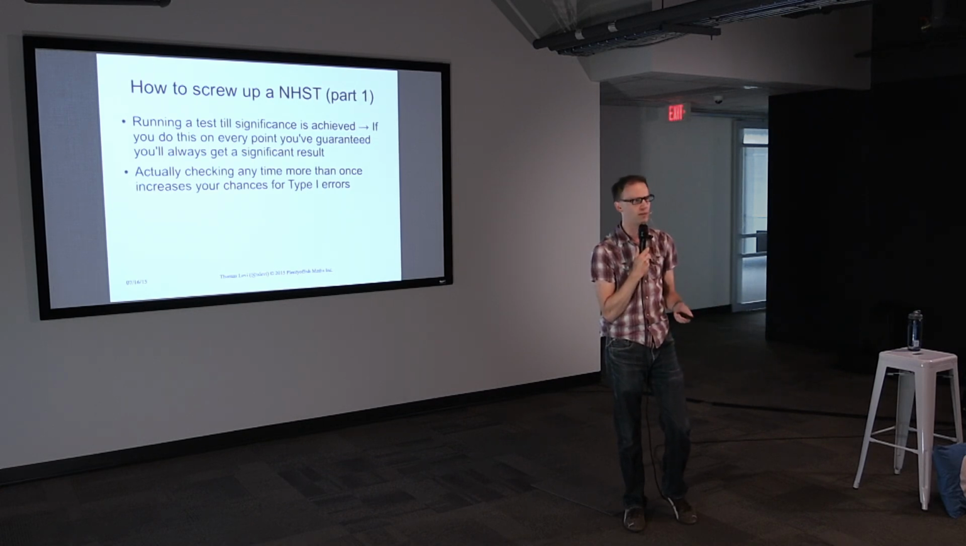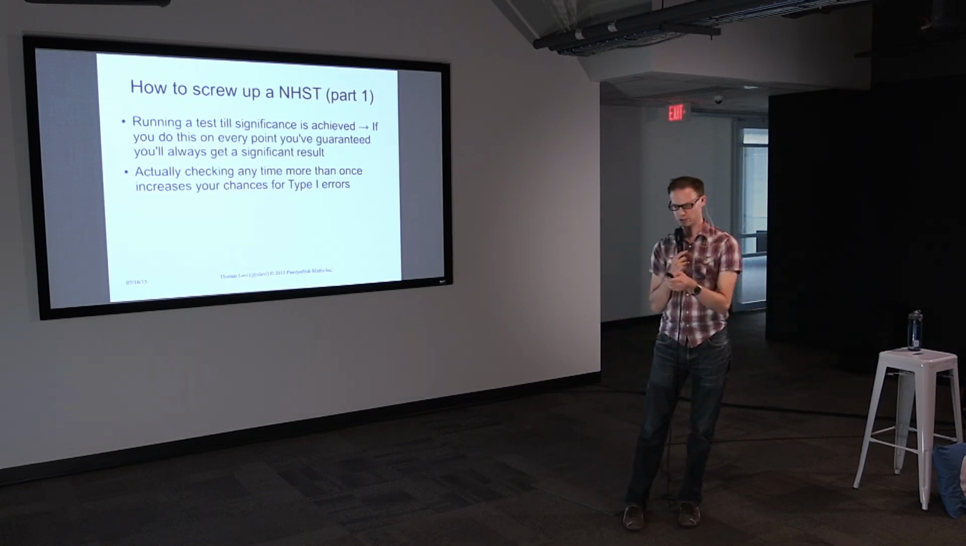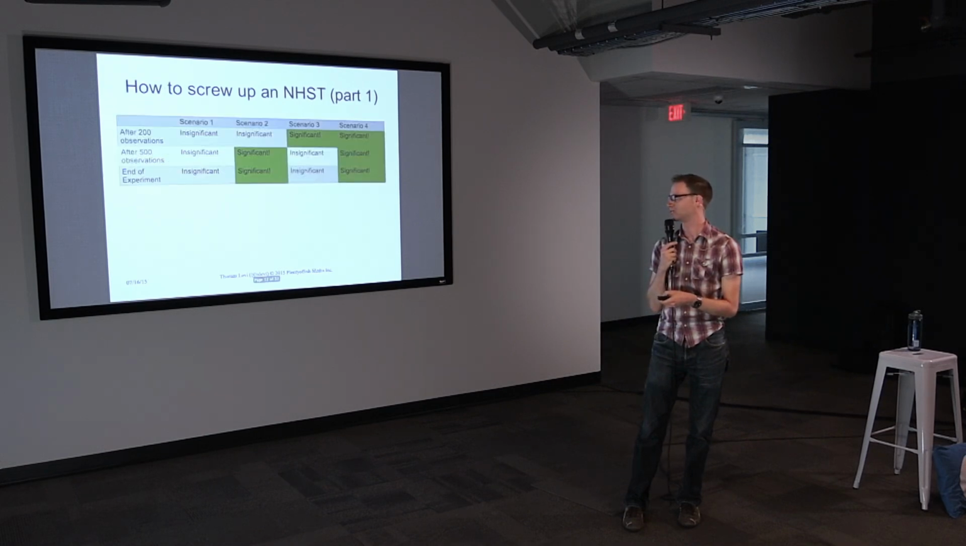So you can be like, well, I'm only going to check 5 times. Yeah, that's better than checking every point, right? But that's still biasing you. So everything you do there is making it worse. Every time you check, you basically bias yourself towards type 1 errors.